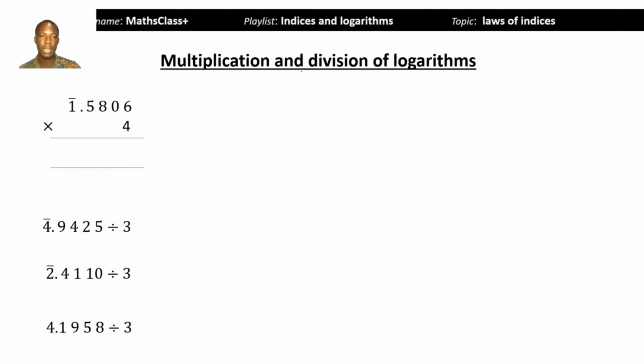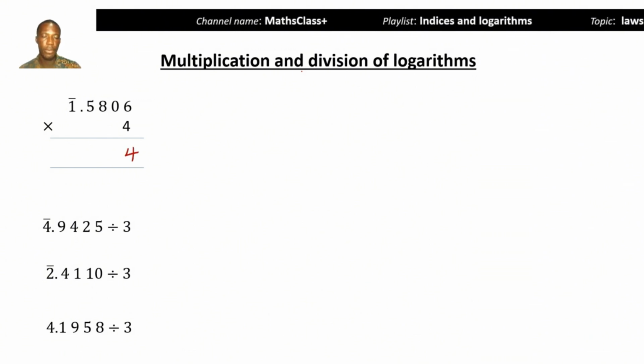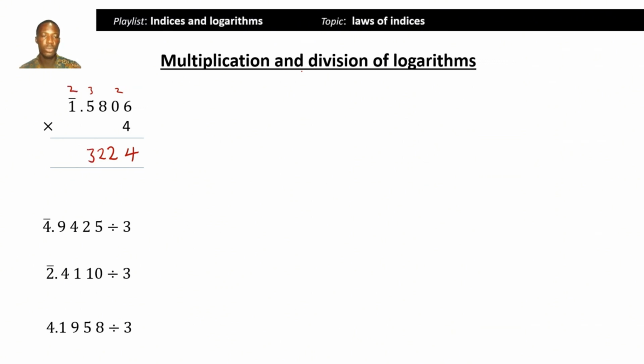So 4 times 6, that will be 24. So 4 remainder 2. 4 times 0, that will be 0 plus the remainder 2. So that will give us 2. 4 times 8 will be 32. So we write our 2, remainder 3. And then we are adding the 3 to the result we get for 4 times 5, which is 20. So 20 plus the 3 will be 23. So 3 remainder 2.